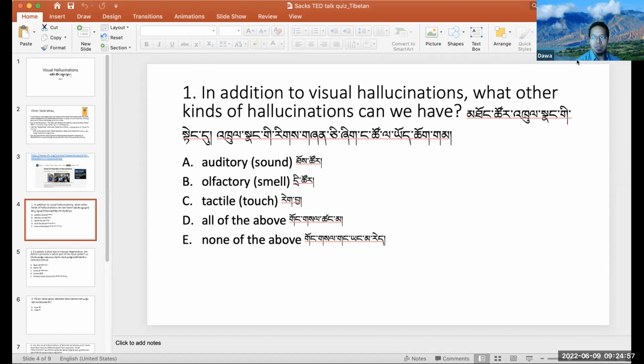So hallucinations happen at the perception level, and any of our senses can contribute to that.